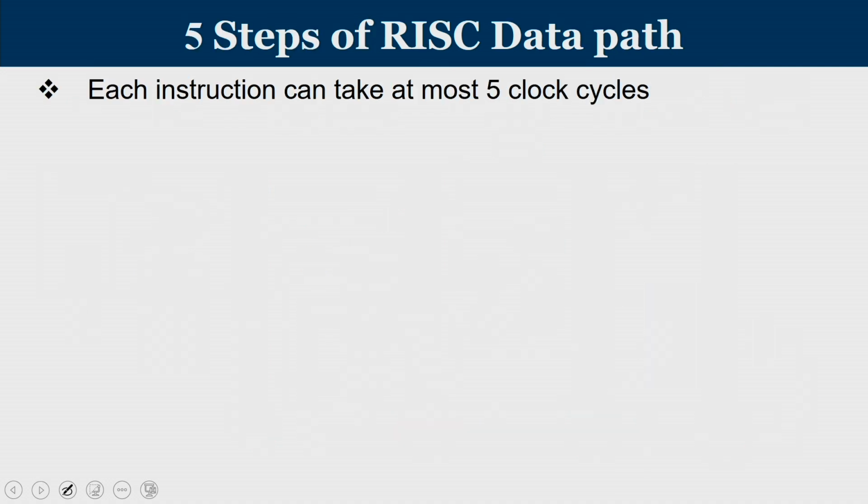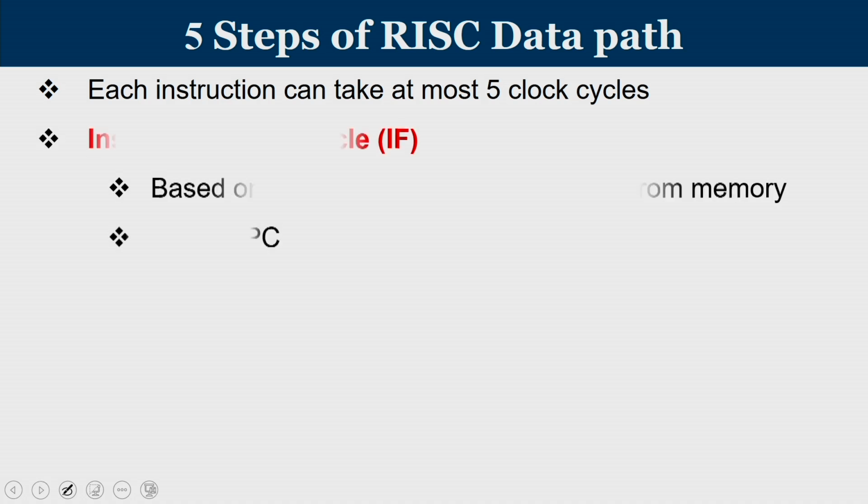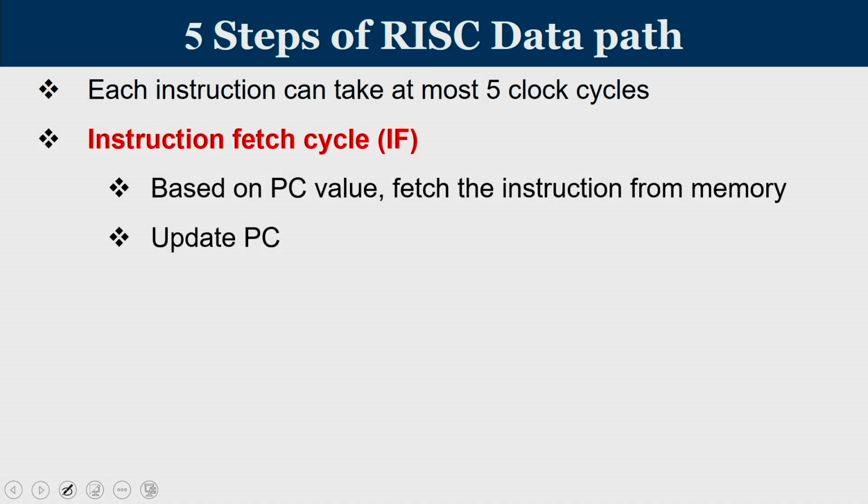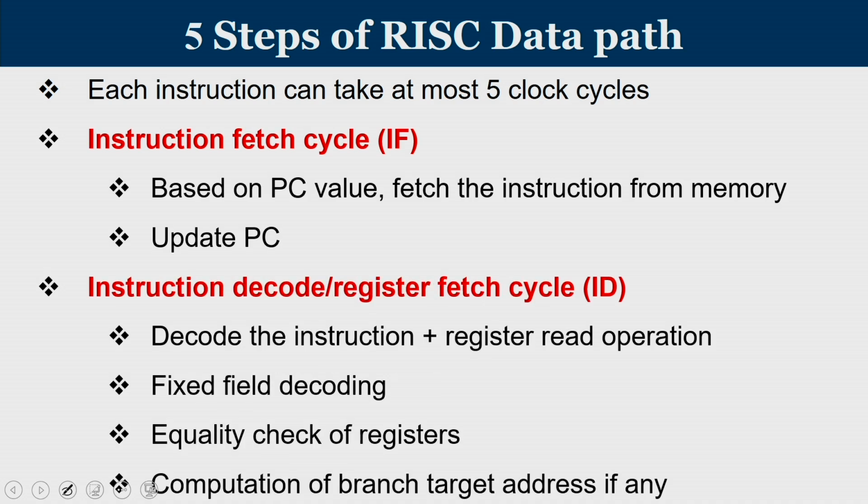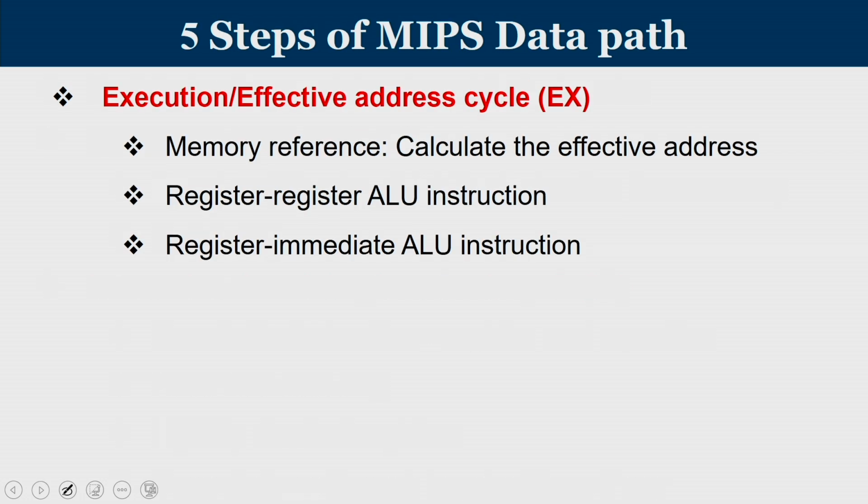So, we will try to summarize the 5 steps of the RISC data path. You have an instruction fetch, wherein based on the PC value the location is fetched from memory and the PC is updated. In instruction decode, decode the instruction and read the register contents. It is a fixed field decoding. If you want an equality check of 2 registers, let us say R1 equal to R2, that also is done in this stage, and computation of the branch target address also happens in the ID stage.